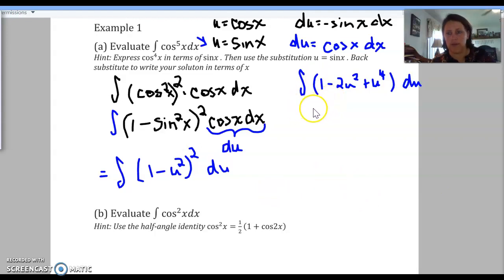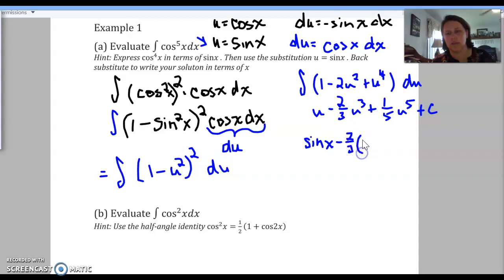And then we can go ahead with our integration. So once we integrate, we'll get u minus 2/3 u cubed plus 1/5 u to the fifth plus c. And then we need to substitute back in for u. So we have sine x minus 2/3 sine cubed x. And actually, I want to not put in that parenthesis.